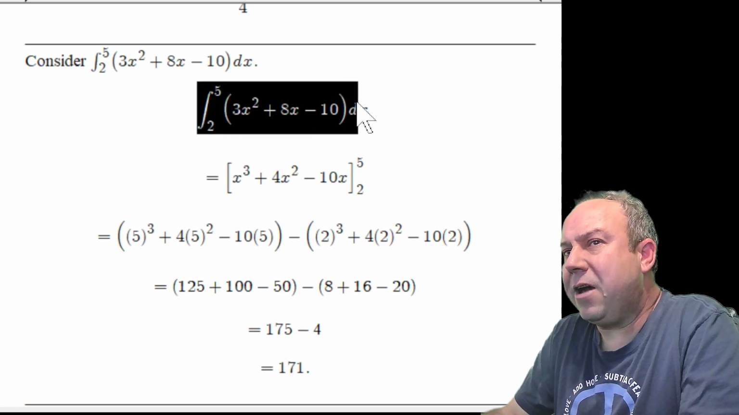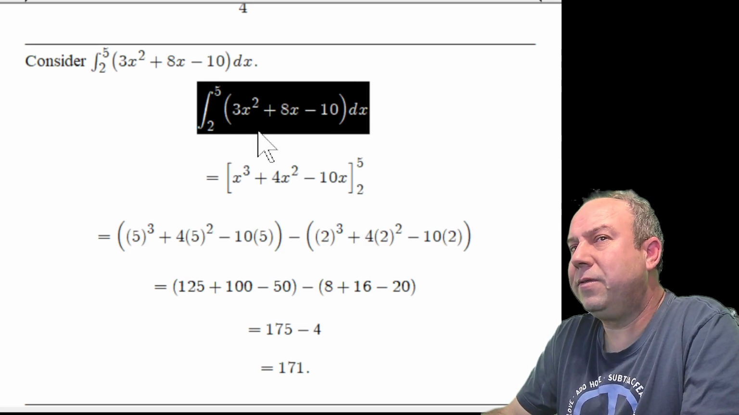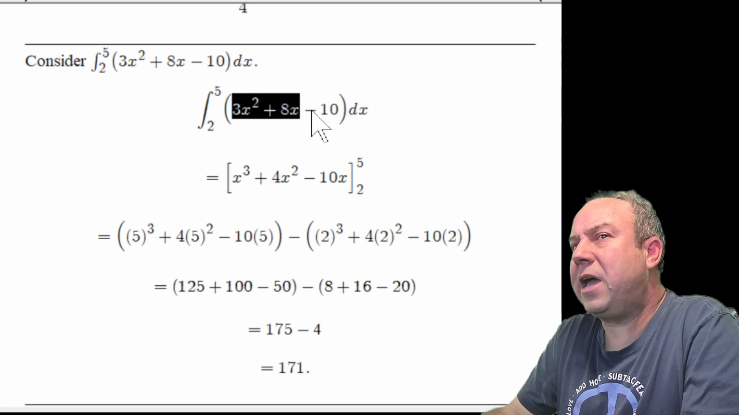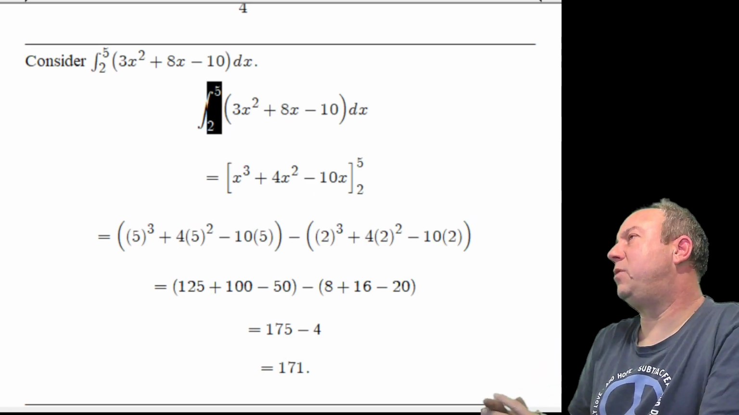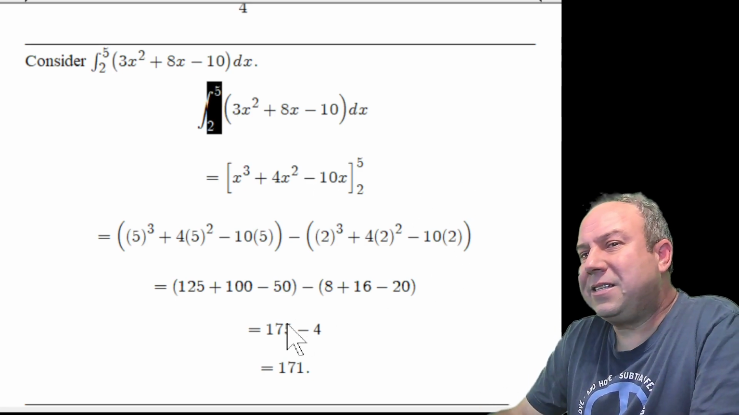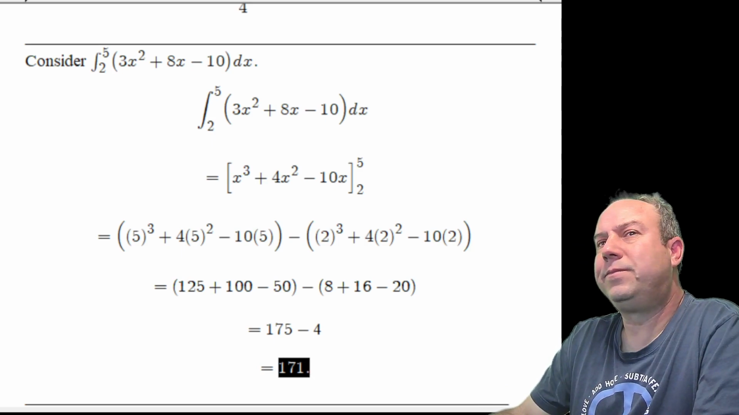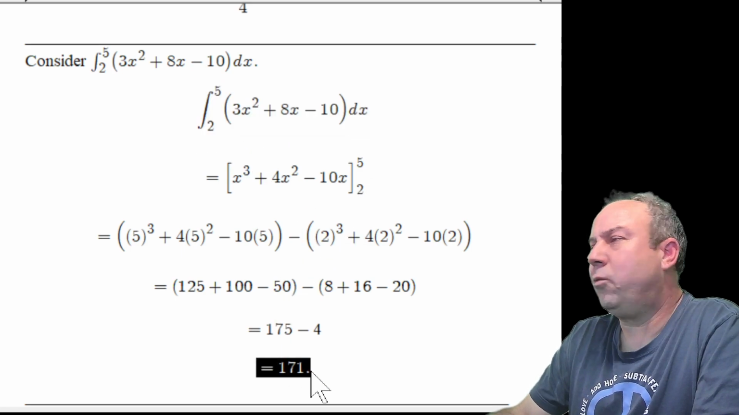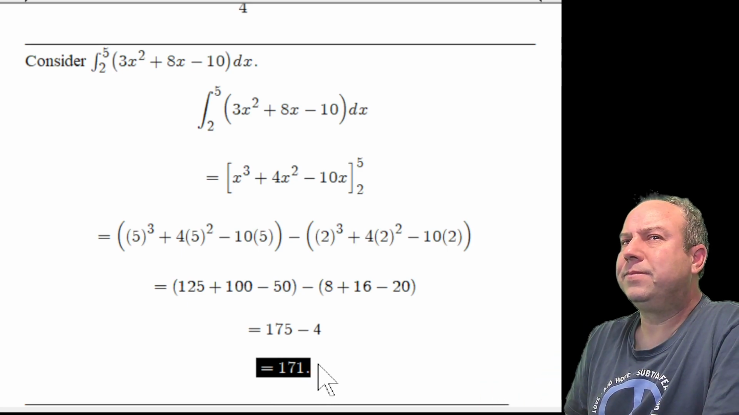The net area trapped between this curve, the parabola 3x squared plus 8x minus 10, over values of x from 2 to 5, is 171 units squared. All right? The value of this definite integral calculation is 171.